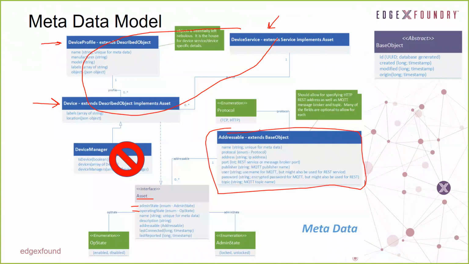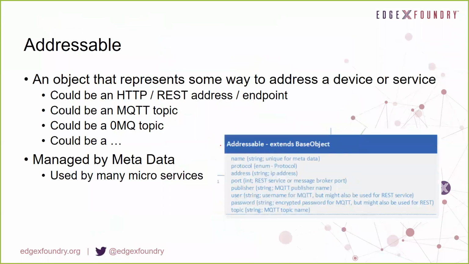What are addressables? Well, addressables are meant to be a very flexible object to help identify the location of something. In our particular case of metadata, that's the location of something like a device or a device service. Now, let me bring up the next slide here. When we talk about an addressable, what we mean is an object that represents a way to provide an address for a device or a device service, and it could be something like an HTTP address. So in other words, a URL with a port.